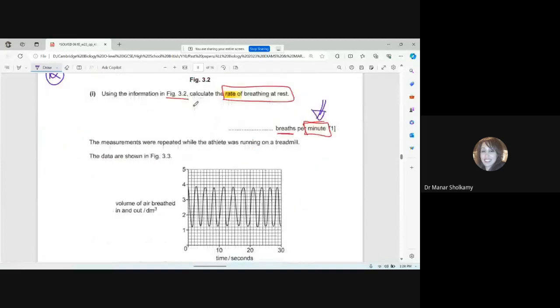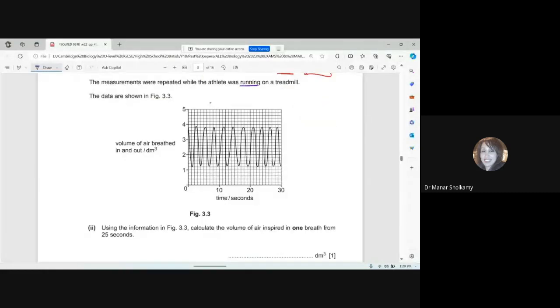Okay. The measurements were repeated while the athlete was running on a treadmill, and the data are shown. Now, of course, it shows clearly that the volume of the air breathed in and out increased in the rate and the depth of breathing. Using the information in figure 3.3, calculate the volume of air inspired in one breath from 25 seconds. How will you do that?